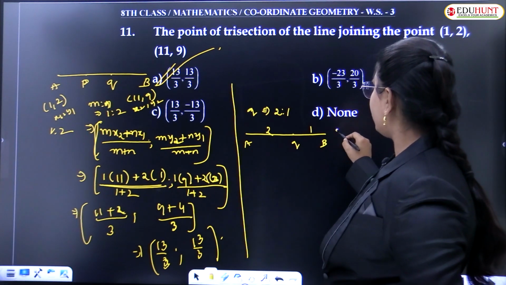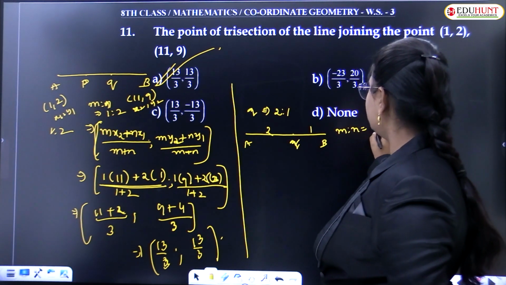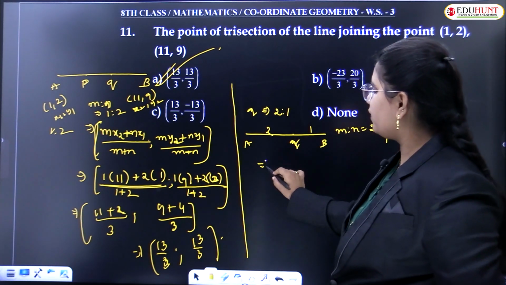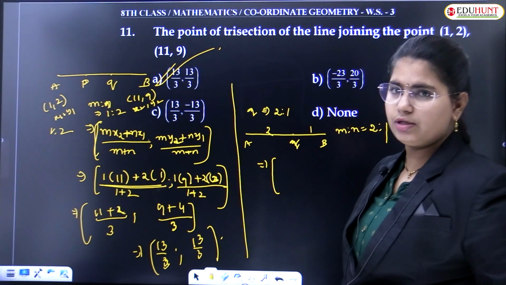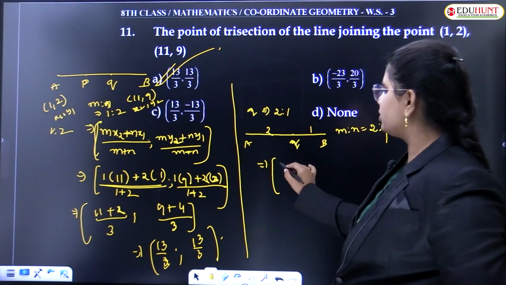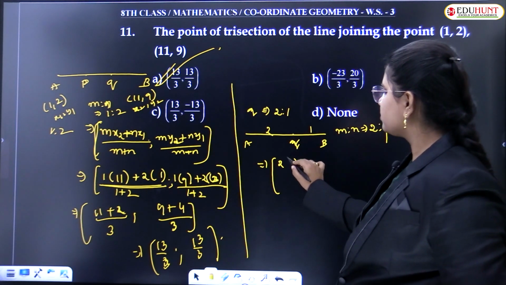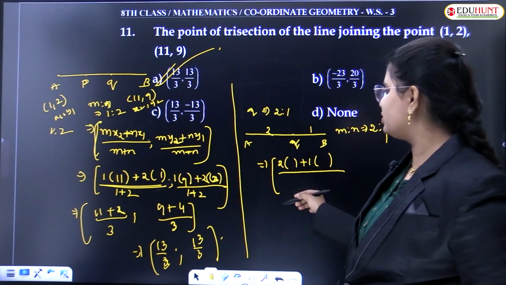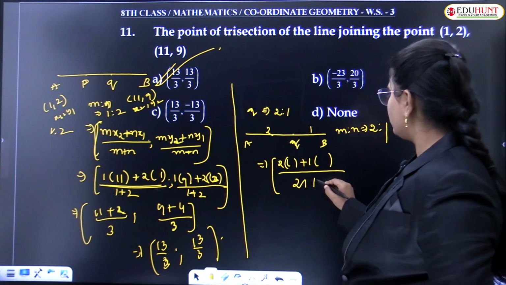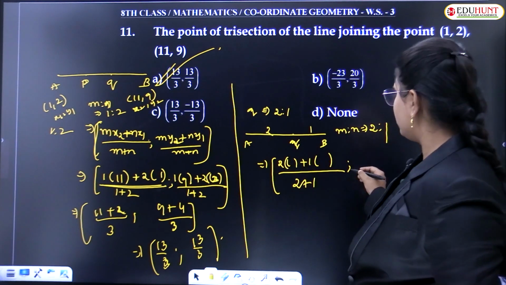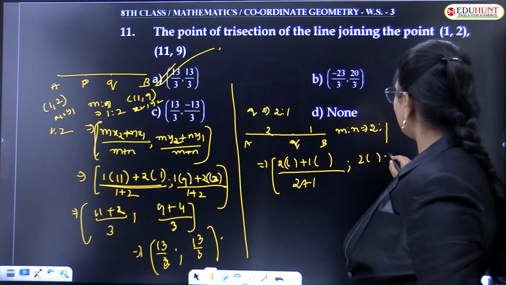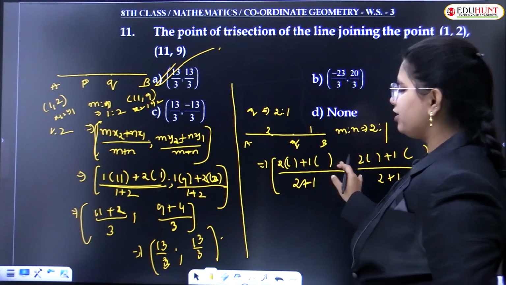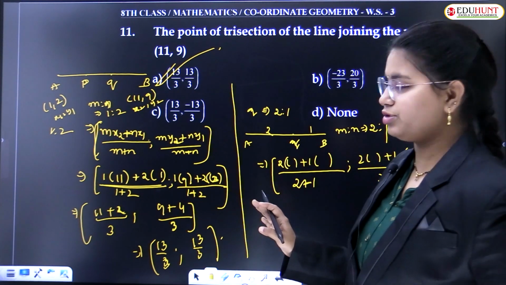So my particular m is to n, this time it will become a 2 is to 1 ratio, correct? So let's apply all the values in the section formula, the internal division formula. So what am I going to get? 2 into 1. As usual, I will apply the m and n values in the formula, divided by 2 plus 1. Similarly, this one also, 2 into 1 upon 2 plus 1. If I write it like this, you will not have any confusion.